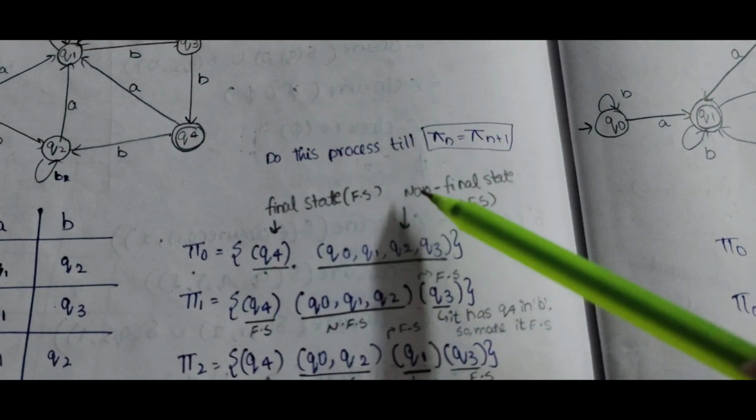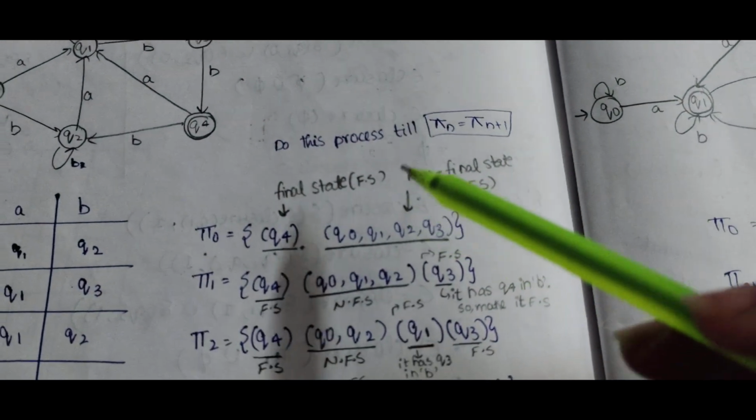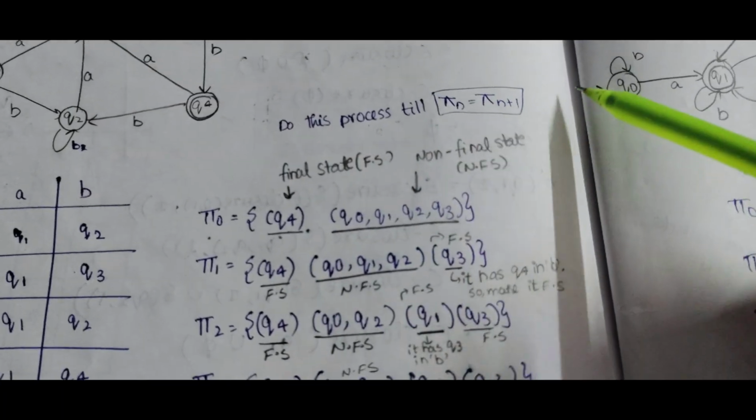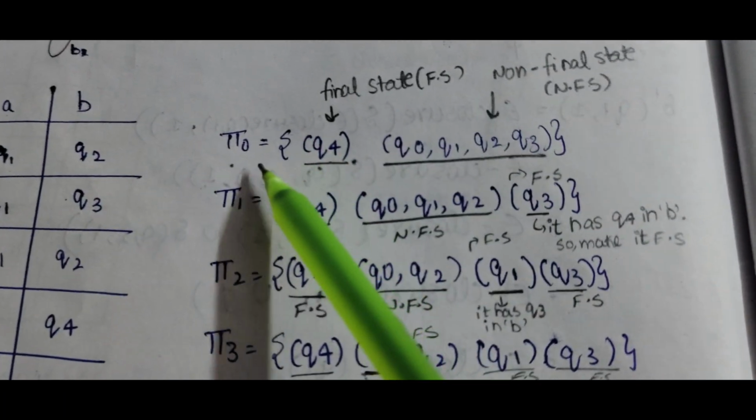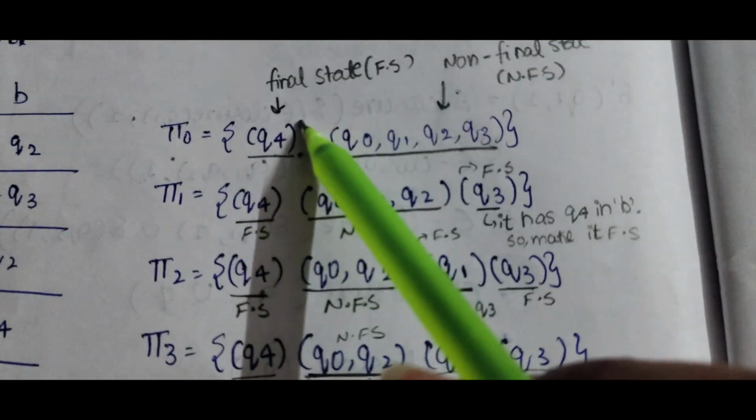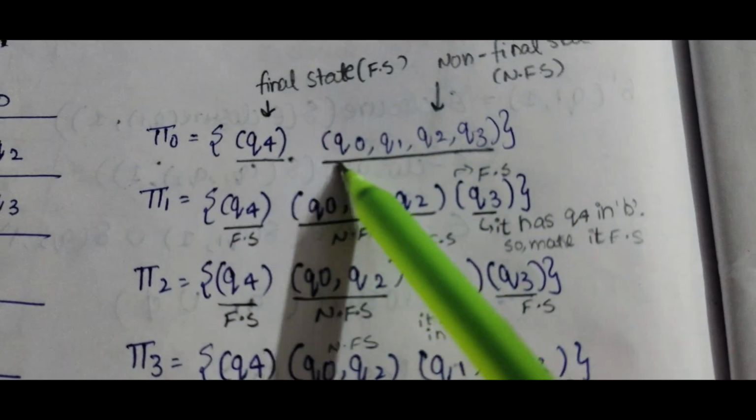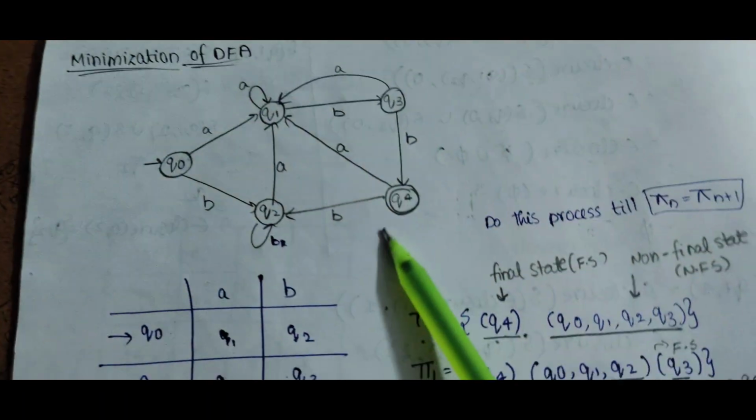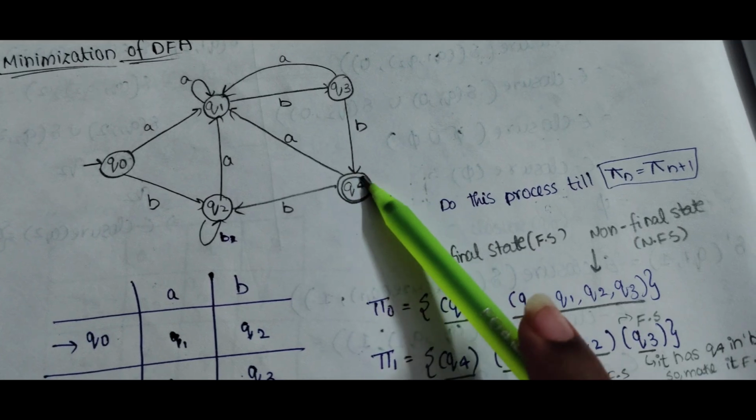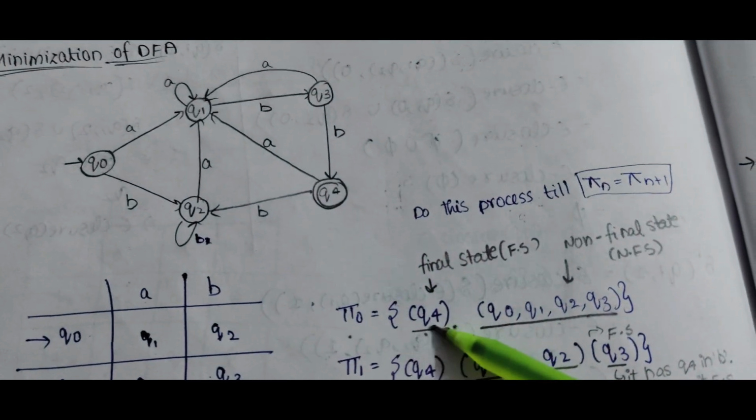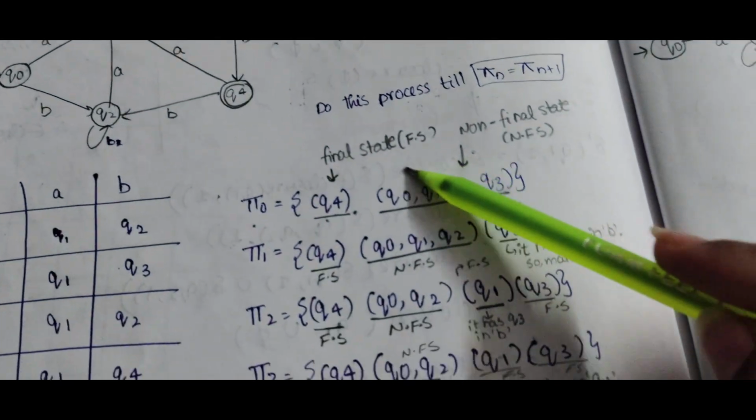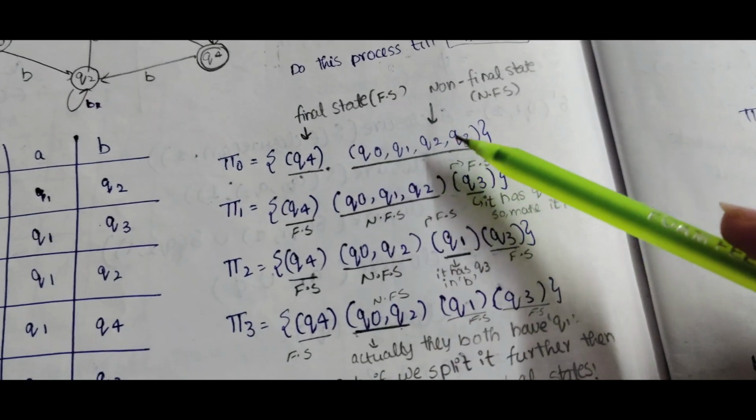So we have to continue a particular process till pi n is equal to pi n plus 1. See, for example, here let us take pi naught. In this we have to write the final state and then the non-final states. What is the final state in the given diagram? It is Q4, right? Q4 is the final state, and the non-final states are Q0, Q1, Q2 and Q3.